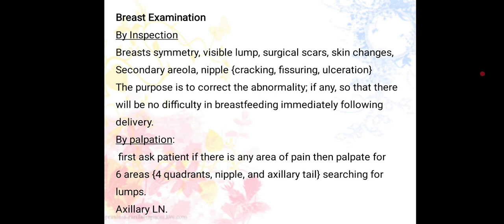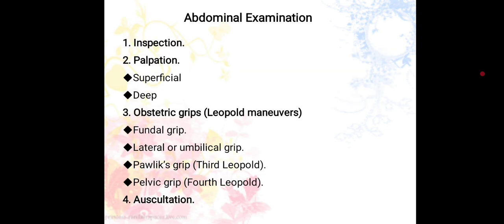Breast examination by palpation. There are 6 areas: 4 quadrants, upper medial, upper lateral, lower medial and lower lateral, the nipple and the axillary tail of the breast. Searching for any palpable mass. Don't forget the axillary lymph nodes.